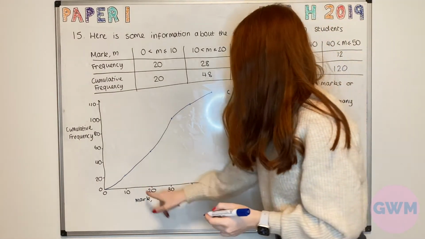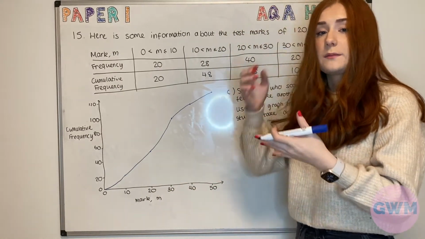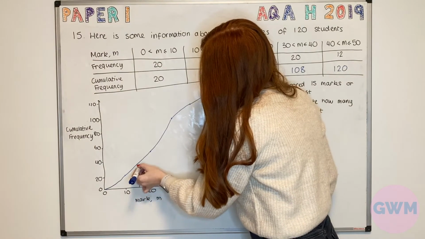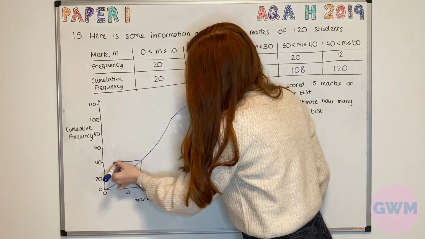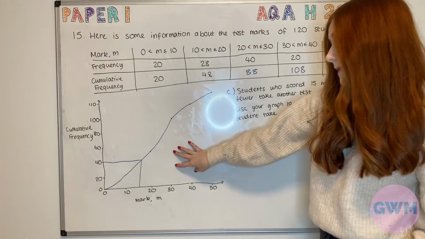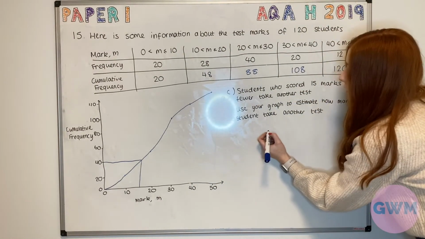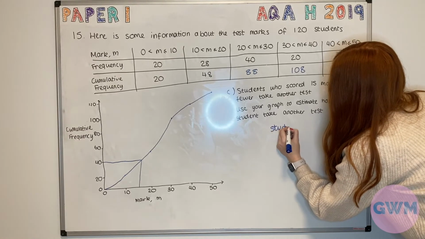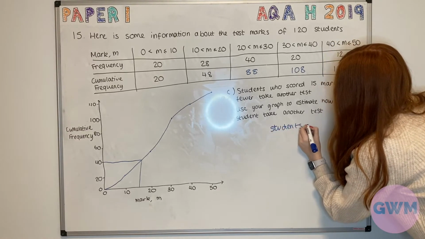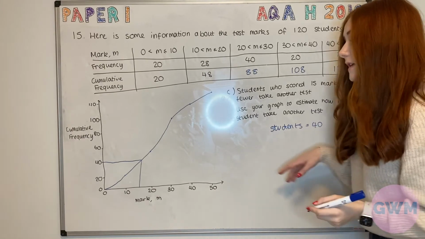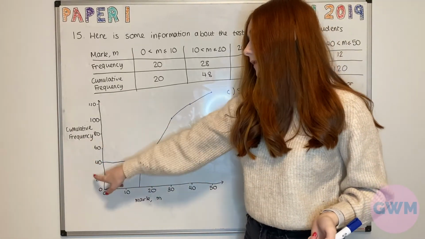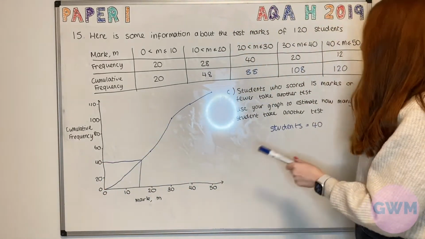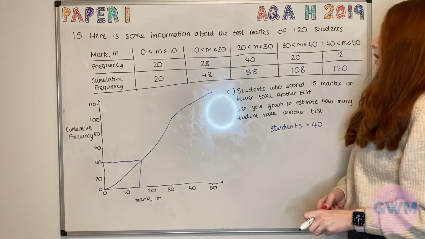So we go find 15, obviously make sure yours is accurate. You'll have the lines to guide you. Use a ruler if you can. Up from 15 and a straight line across. So mine is giving a result of about 40 students. So my graph is telling me that the frequency of people who scored less than 15 is 40. So from my graph, the estimate is that 40 people need to take another test.